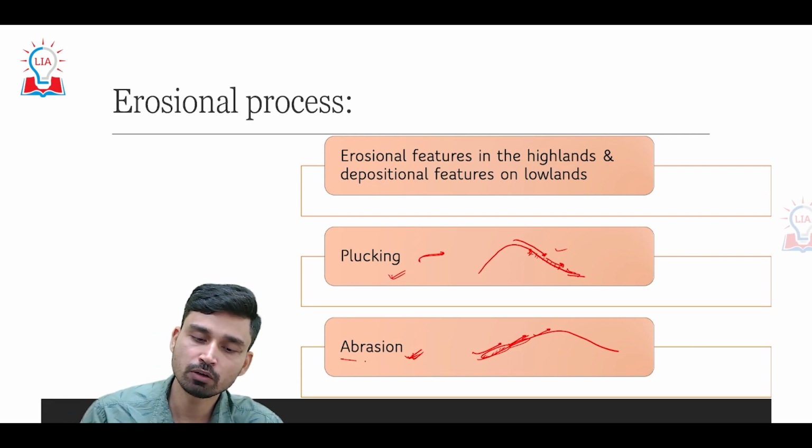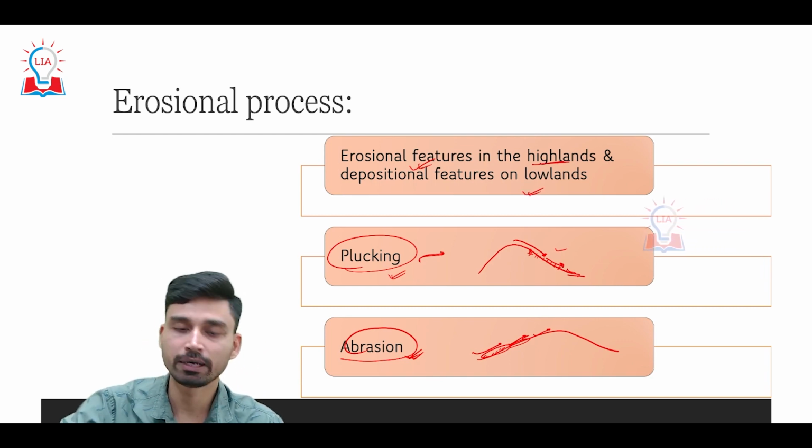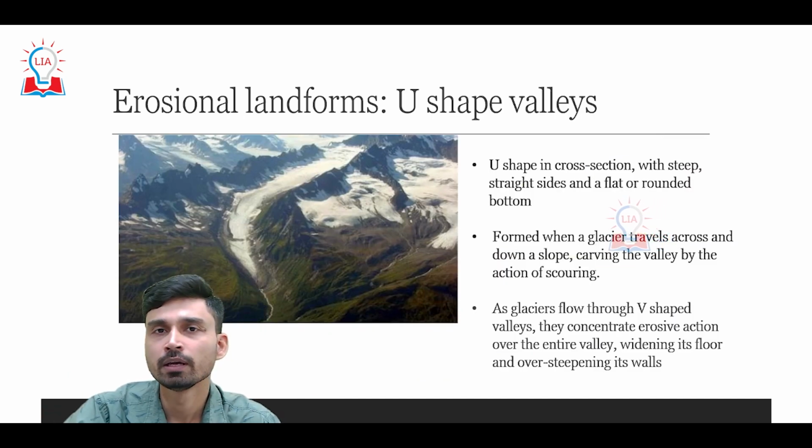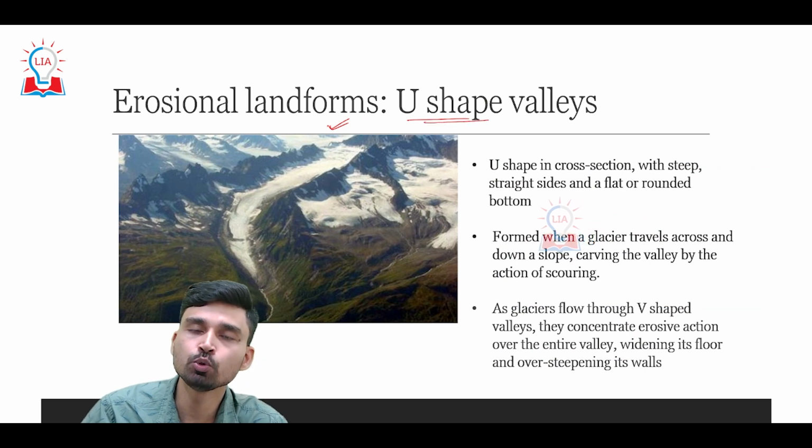So it is due to the method of abrasion and plucking that we see the development of erosional features in the highland region of the glaciers and also depositional features on the lowland region of the glaciers. So the first important erosional landform which we have to talk about today is the U-shaped valley.